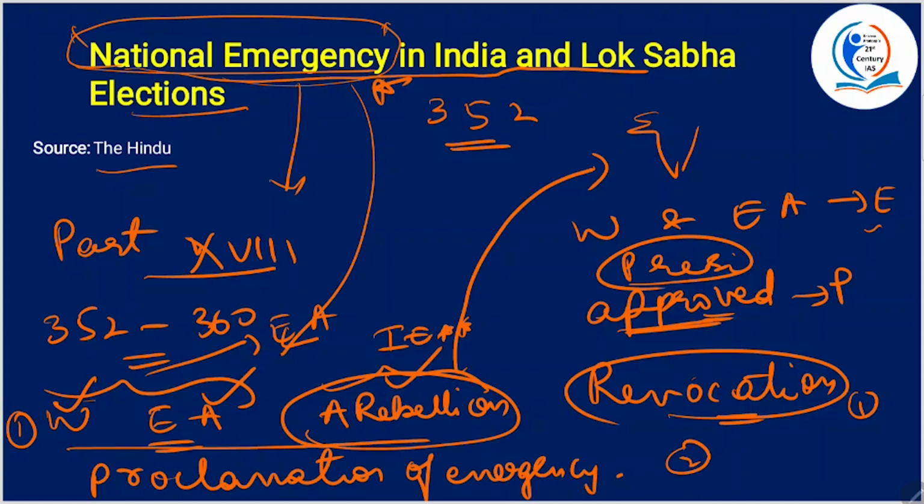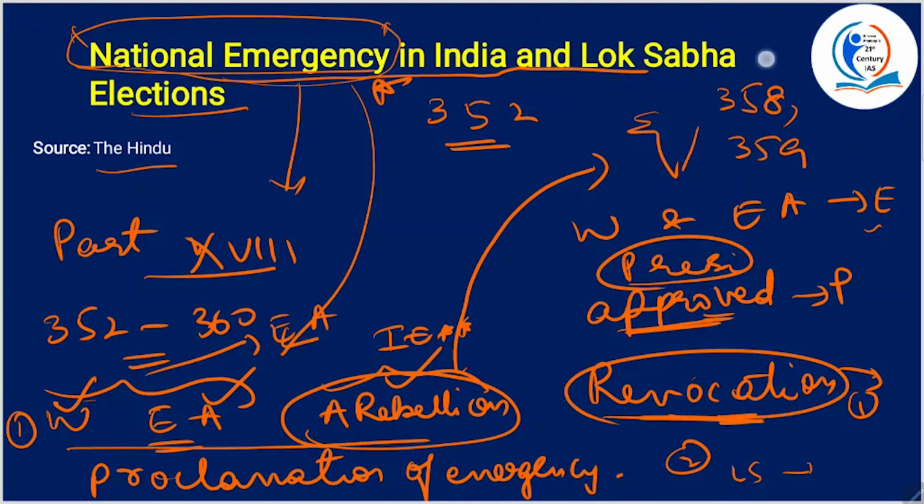The other point is that the emergency must be revoked if the Lok Sabha passes a resolution by simple majority disapproving its continuation. If the President is revoking, there is no need for Parliament to approve. But the revocation must be done at any cost if the Lok Sabha passes a resolution by simple majority disapproving its continuation.